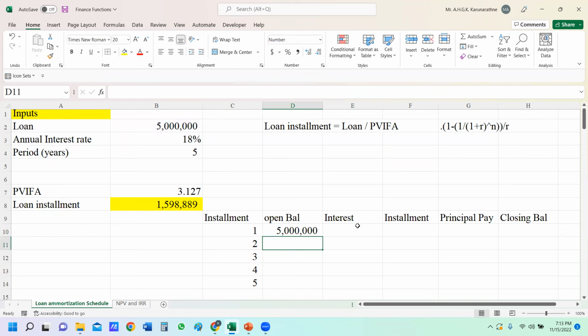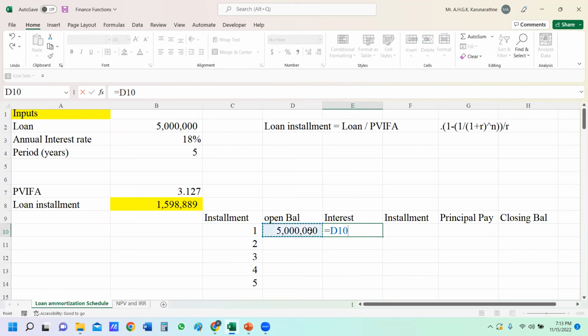It is 5 million. Then interest. This is the interest for the first period. First installment, first interest payment. We are going to repay the loan at the end of first installment, end of year 1. So for the end of year 1, on this 5 million, they will charge interest. So interest is equal to this loan amount multiplied by the interest rate.